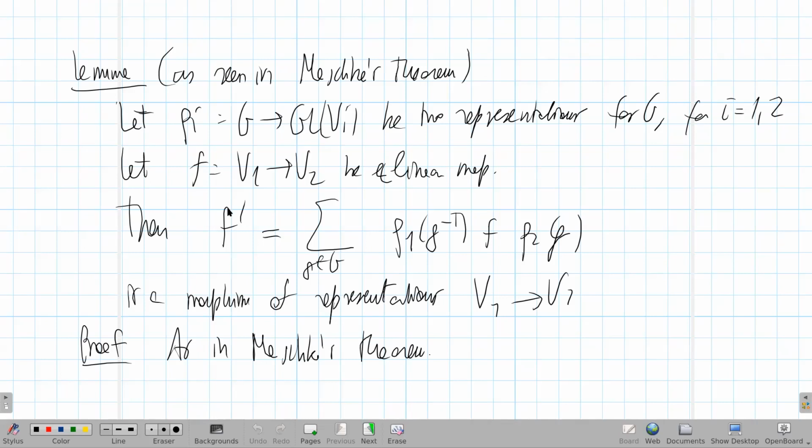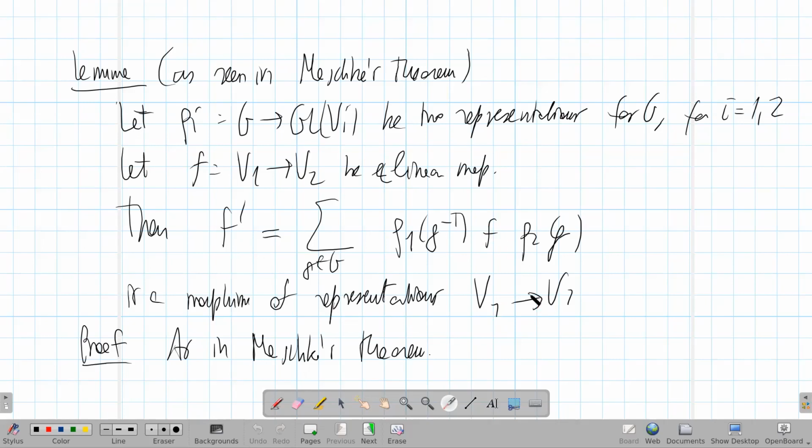F prime, which you can build by, well, it's not an average, but by taking this sum over the group, is a morphism of representations, meaning that say rho one entering on this side, rho two on the other side, and the fact that here you have G and here you have G inverse ensures that we can do that. So this allows us to start from any linear map F and build a morphism of representations.